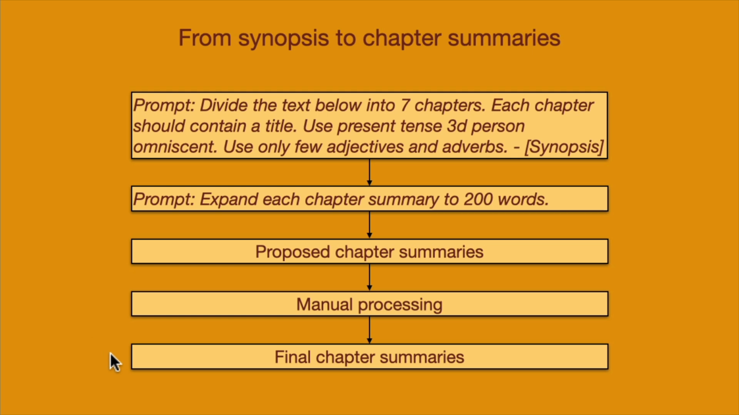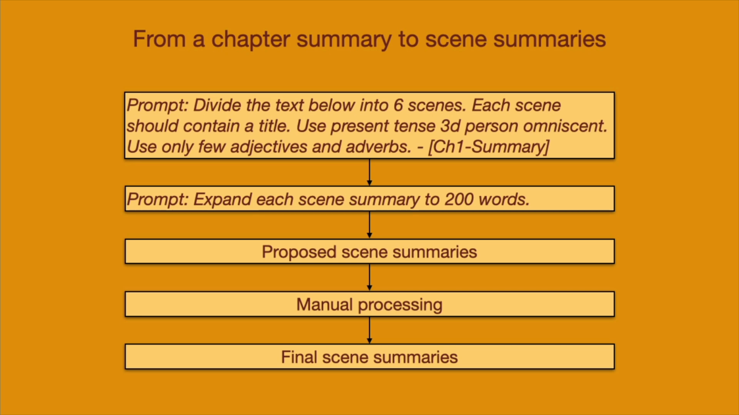Now, let's go one level down in our hierarchy. Here are the prompts that we can use to go from a chapter summary to scene summaries. The first prompt divides a chapter summary into 6 scenes. The second prompt expands each scene summary to 200 words. This results in proposed scene summaries. We will then manually process those to get the final scene summaries.